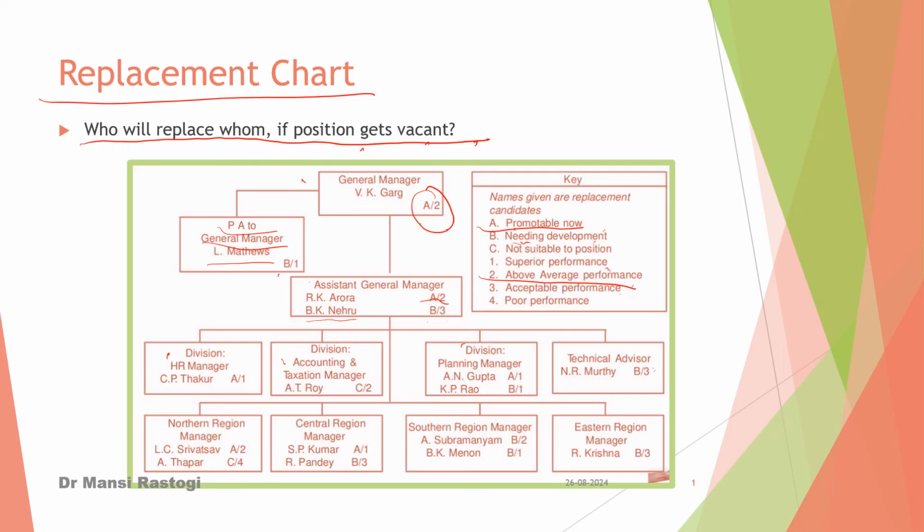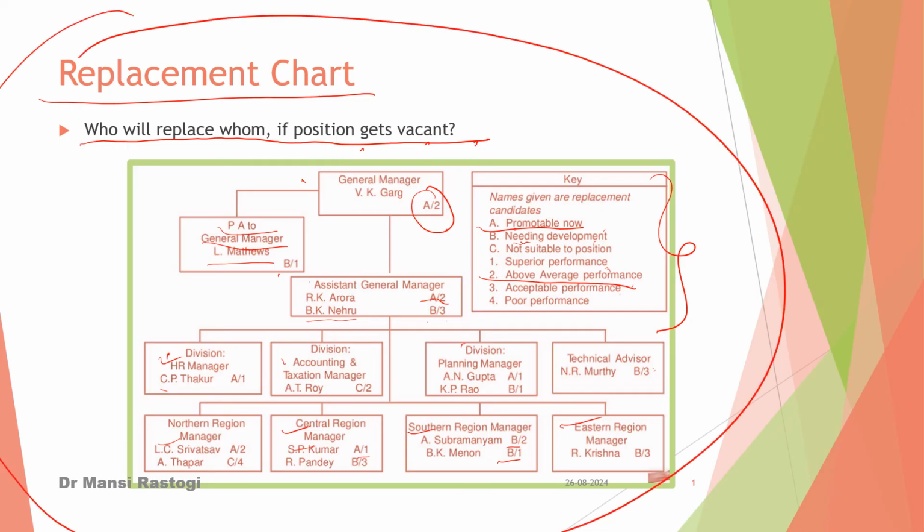The same way the names are given, the designation is also given with the offices also, the zones also, and certain codes are assigned, and the key is here. So whenever any position gets vacant, this replacement chart is going to give information about the available inventory in the organization and people who can be promoted to the particular position.